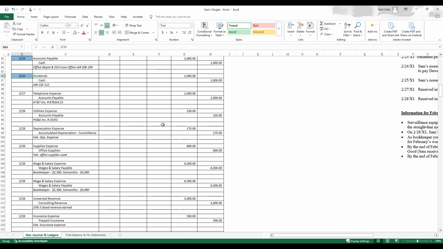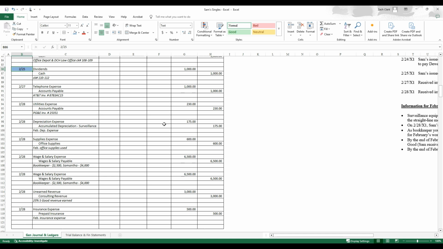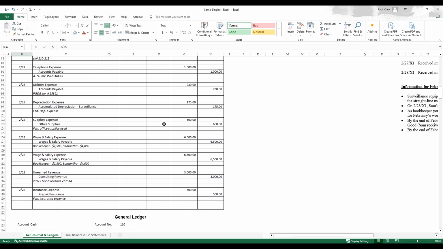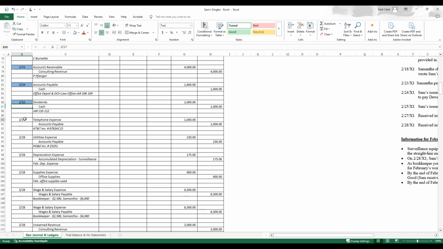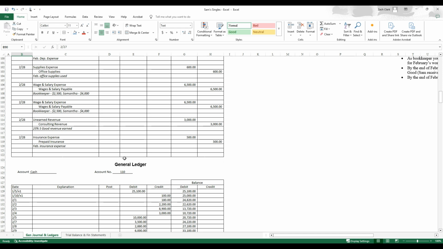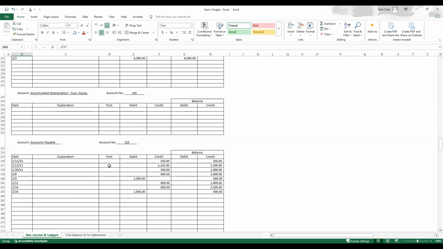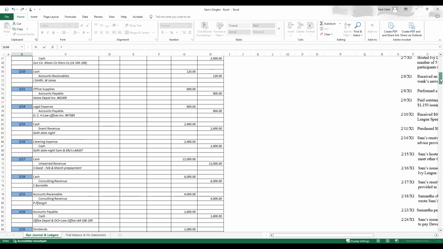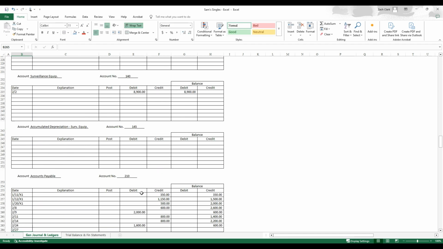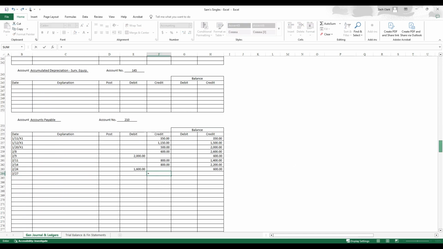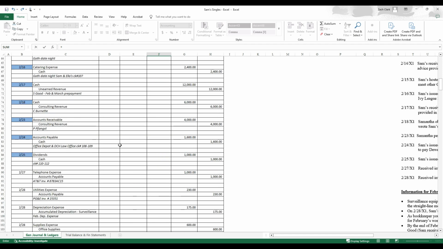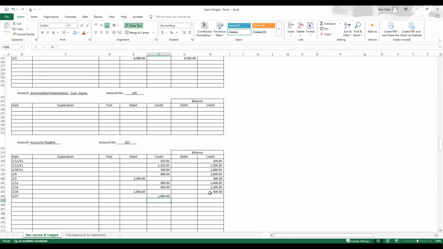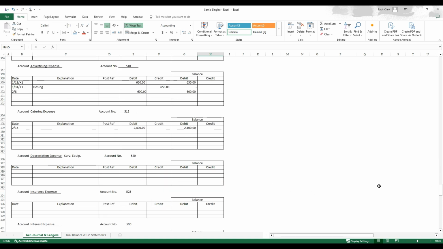And then again, it just reiterates and reaffirms how important it is to use a modern accounting system that makes this so much more quick and efficient, less prone to error, etc. Okay. Anyway, on the 27th, we had telephone expense and AP increase. That's going to bring our balance in AP back up. And that was our telephone expense.